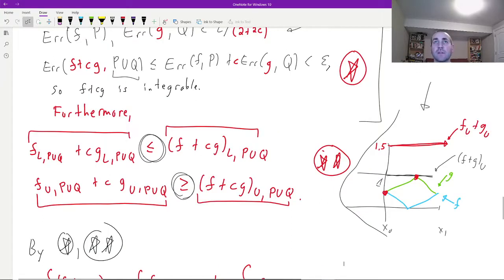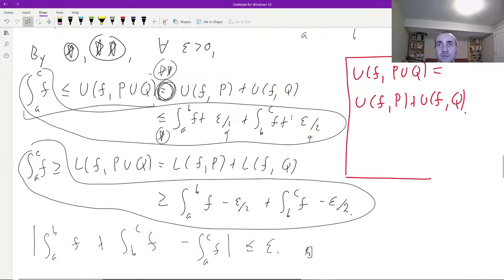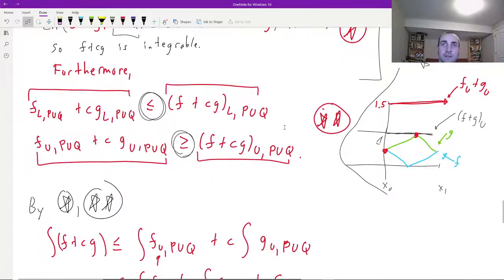The second part of the proof does require a slight additional comment. So here's the second bound, double star. The lower bound function f_L(P∪Q) plus c times the lower bound function g_L(P∪Q) is less than the lower bound function associated with f plus c times g. This is very similar to what we did in the previous argument to get this bound double star. You'll notice in that previous argument, the critical line was observing that the upper bound integral U(f, P∪Q) was actually equal to U(f,P) plus U(f,Q). Those two finite sum terms were actually equal. Whereas here, we have an inequality.